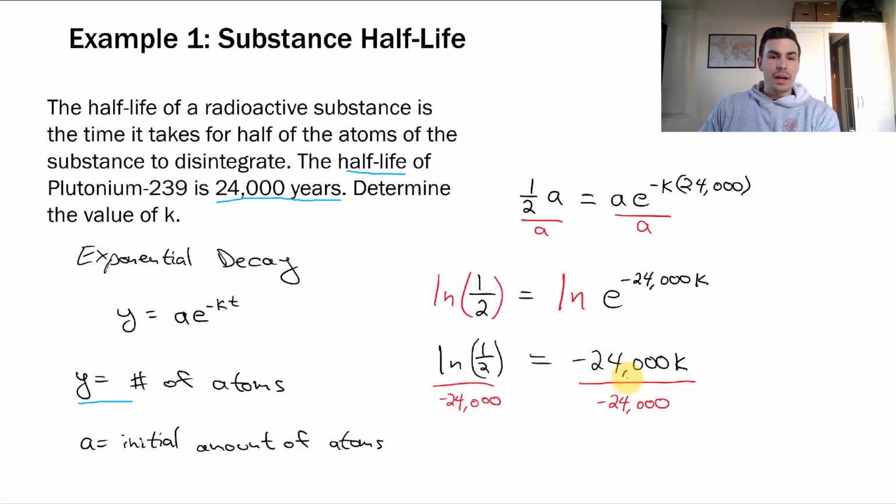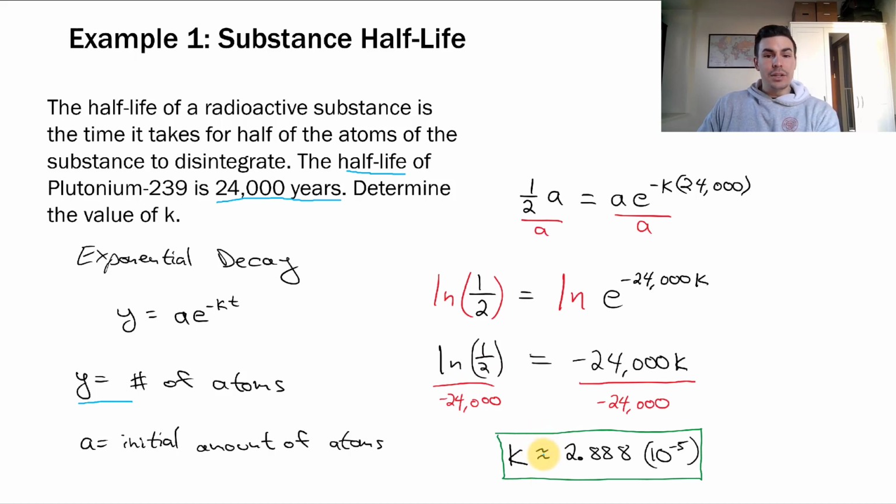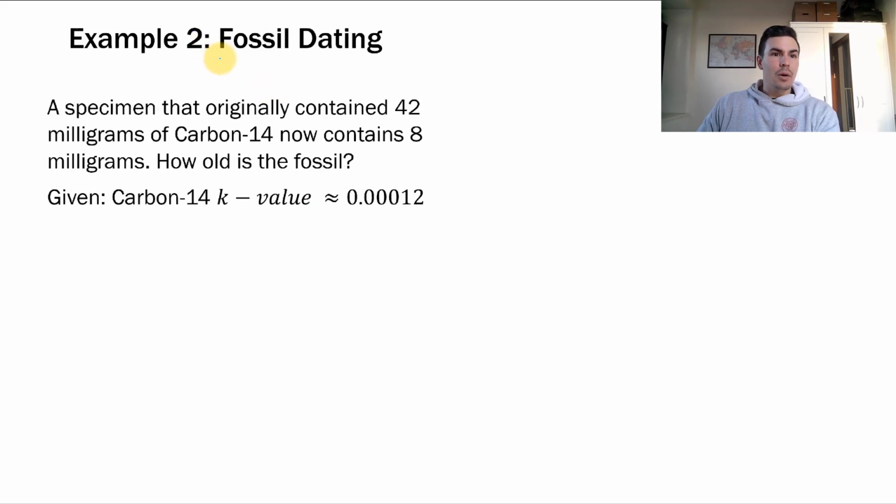So I'll go ahead and divide by negative 24,000 on each side. Now I can plug this whole left-hand side into my calculator, and I'll find that k is approximately 2.888 times 10 to the negative fifth. So that would be my rate of continuous decay, my k value.